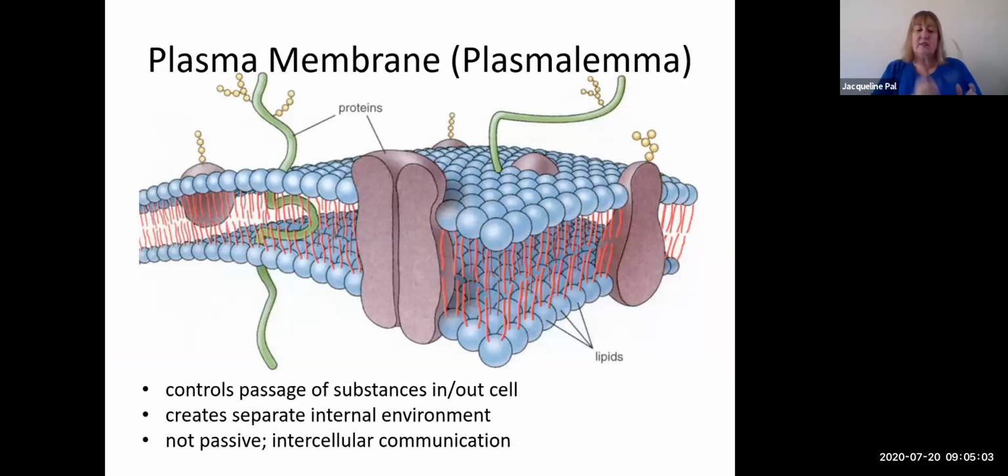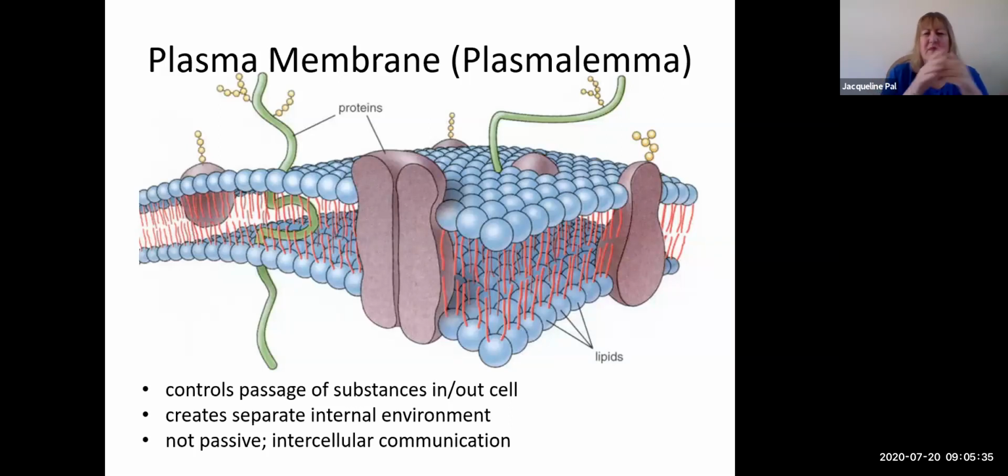Welcome back. In this portion, we are going to be learning about the plasma membrane, or the plasmalemma, of the cell. The plasmalemma is not like a Ziploc bag inside which we have all the various organelles and the liquid, that keeps everything in there and keeps everything outside. But the plasma membrane actually controls what goes in and out of the cell. It's very fluid. It's not passive.